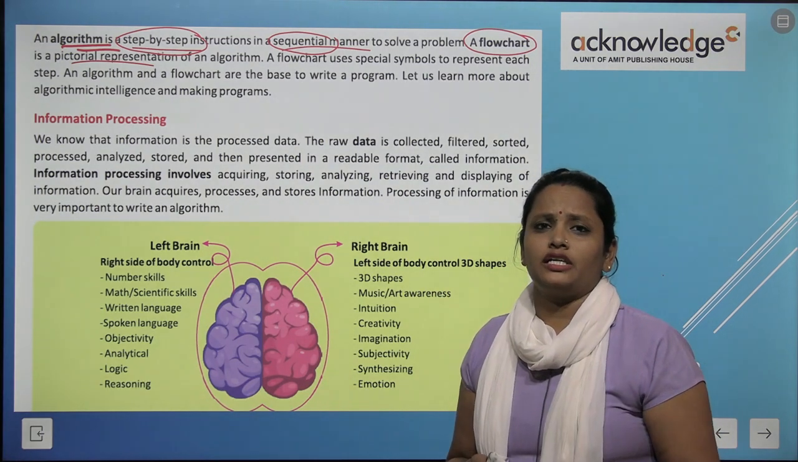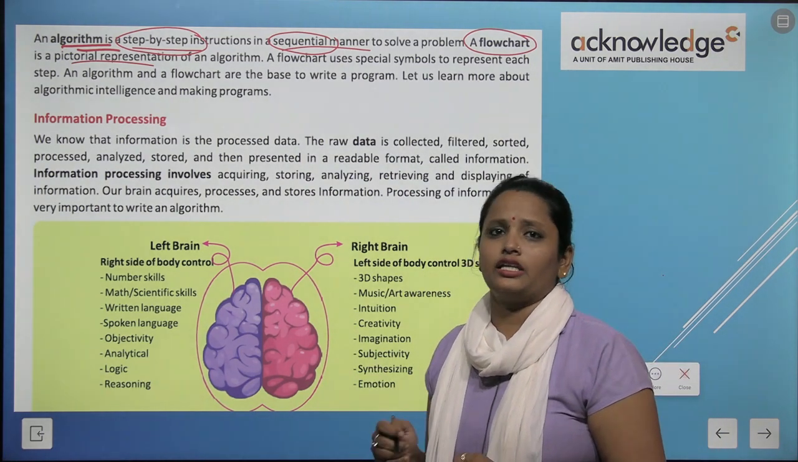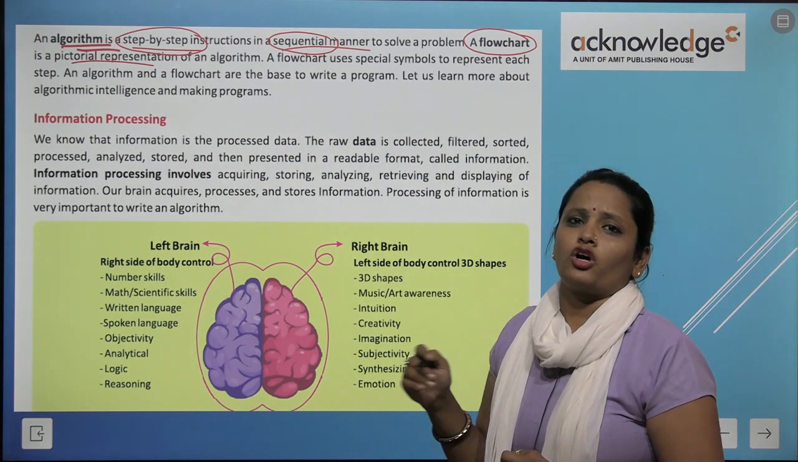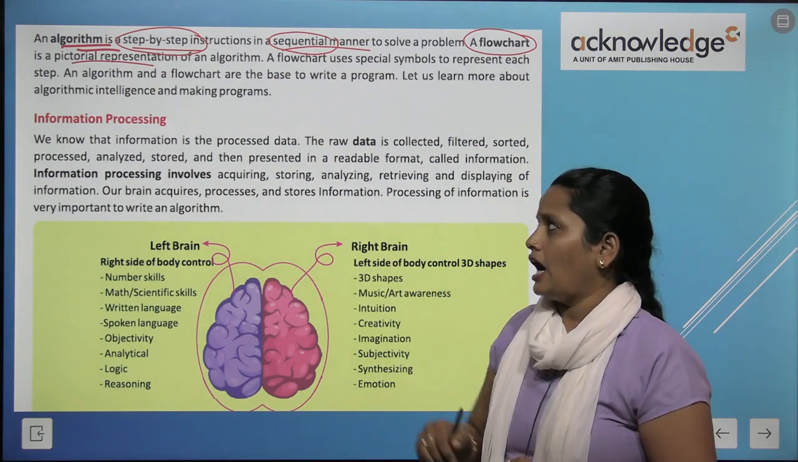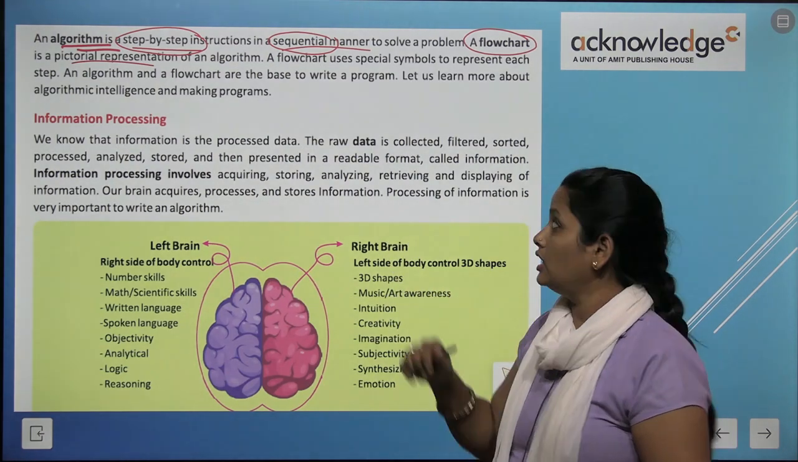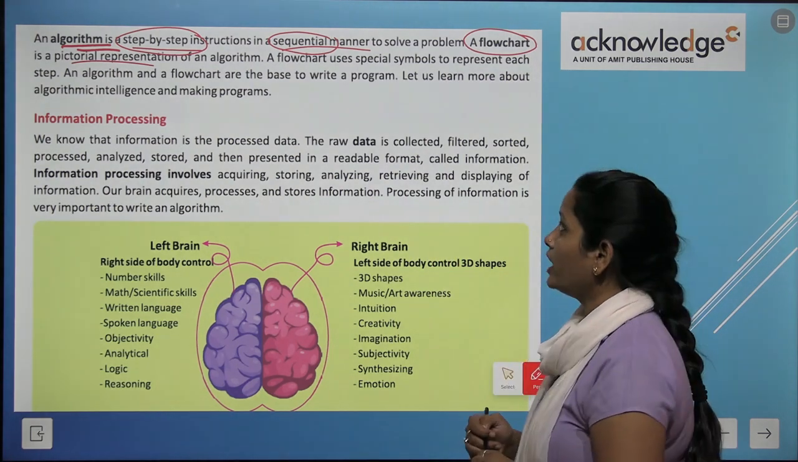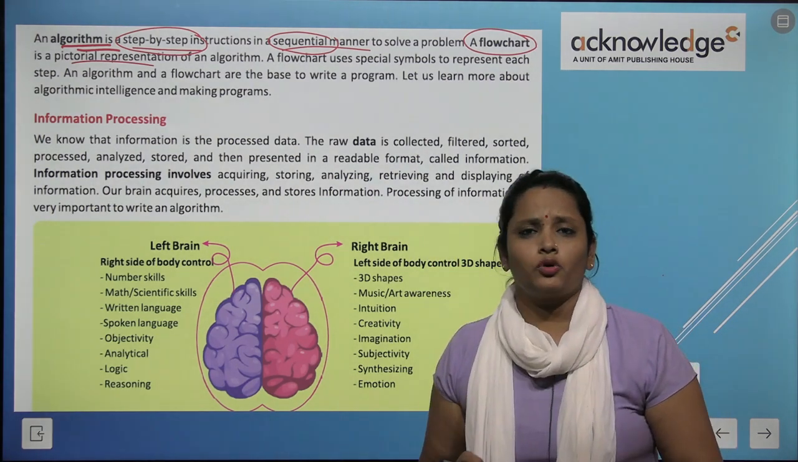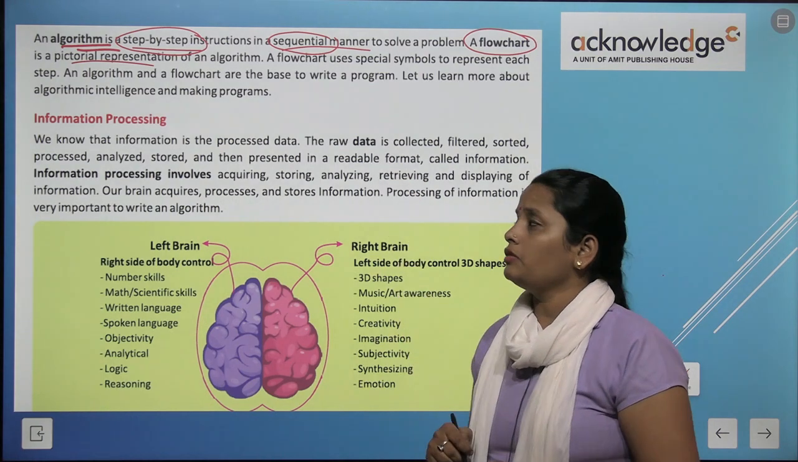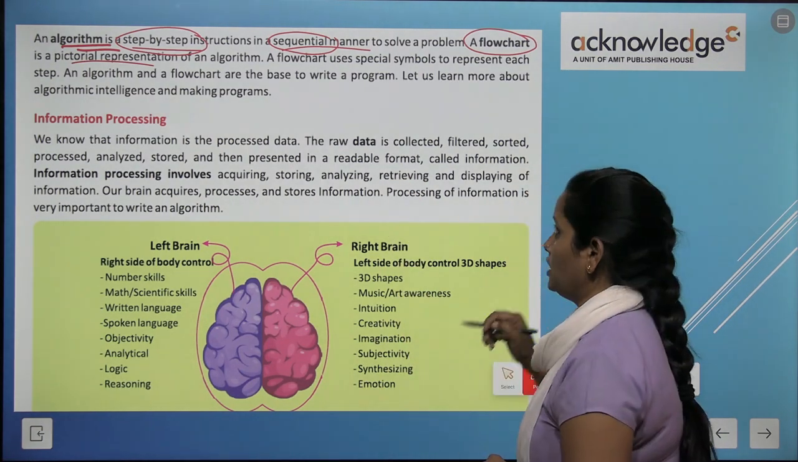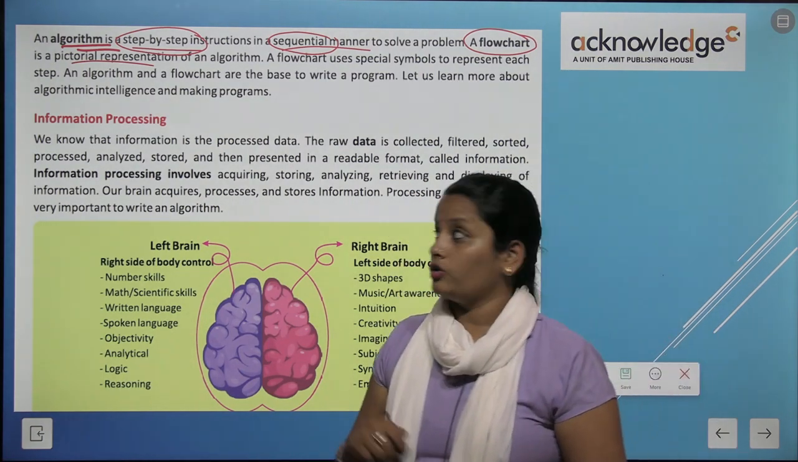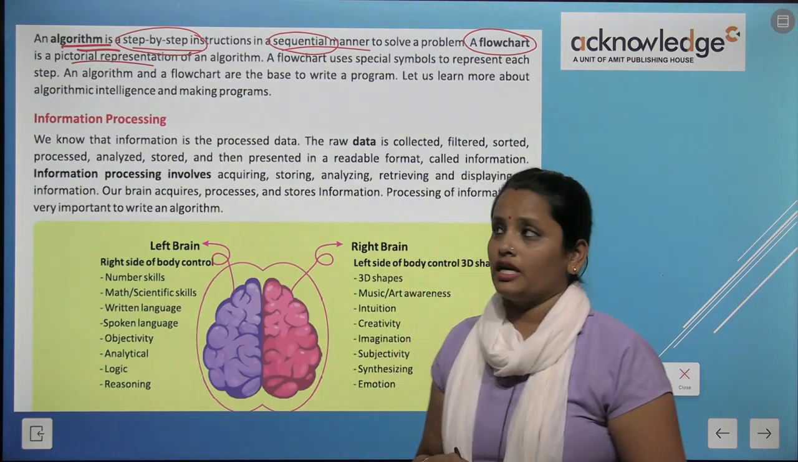To represent each step, we use different kinds of symbols or boxes in the flowchart. An algorithm and a flowchart are the base to write a program. So to write any program, an algorithm or a flowchart is needed. Let us learn more about algorithmic intelligence and making programs.